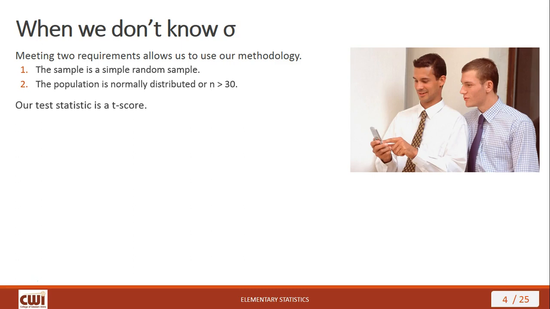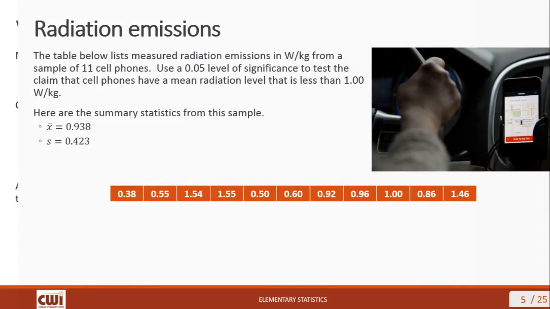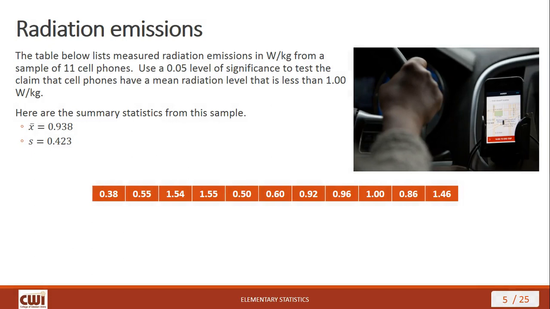So, because we don't know what the population standard deviation is, our test statistic will be a t-statistic. And this is the formula used for calculating that t-score. Now, as we saw before with proportion hypothesis testing, the more traditional methodologies will use either a p-value or a critical value in order to decide the test. Let's look at an example to illustrate how this works.